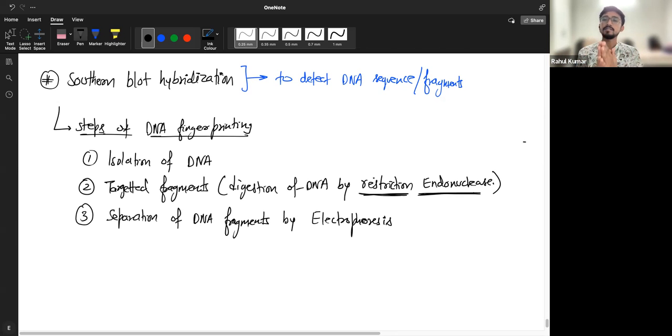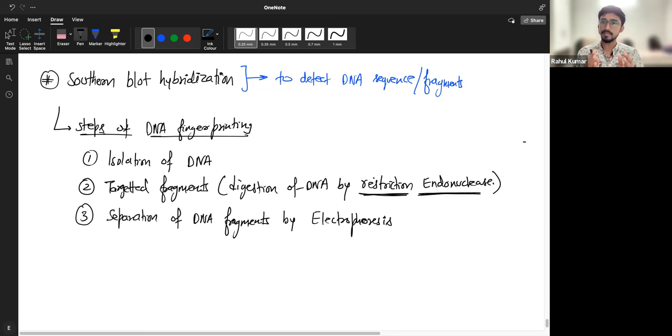Suppose you designed a restriction endonuclease to cut the DNA from one point to other, carrying 40 base pairs in between. So you are actually making 40 base pair long fragments. You can make 100 base pair long fragments. You can make 200 base pair long fragments. So you are restricting the size through endonuclease. It's called restriction endonuclease. Simple.